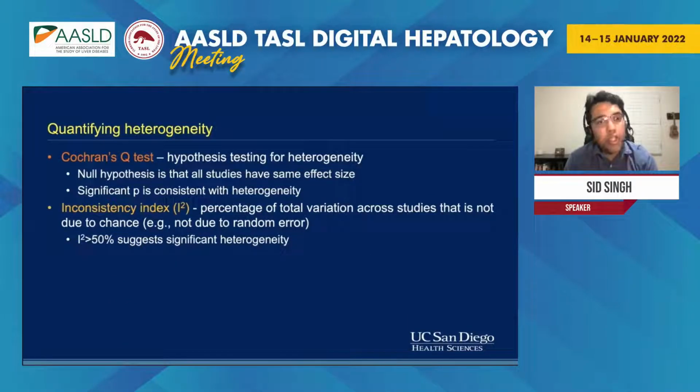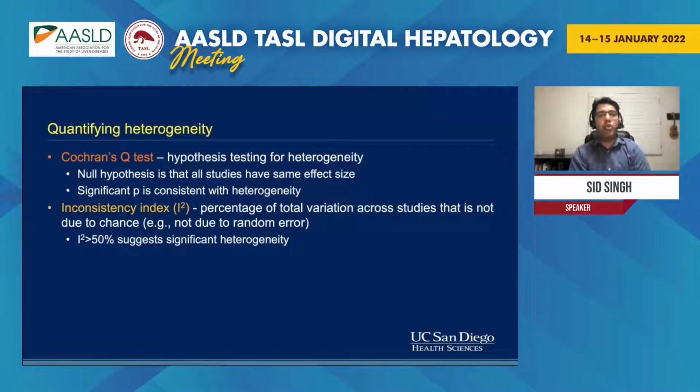You can quantify and should quantify heterogeneity. There can be 2 different approaches, including the Cochrane's Q test. The null hypothesis in the Cochrane's Q test is that all studies have the same effect size. A significant p-value rejects this hypothesis and suggests the presence of significant heterogeneity.